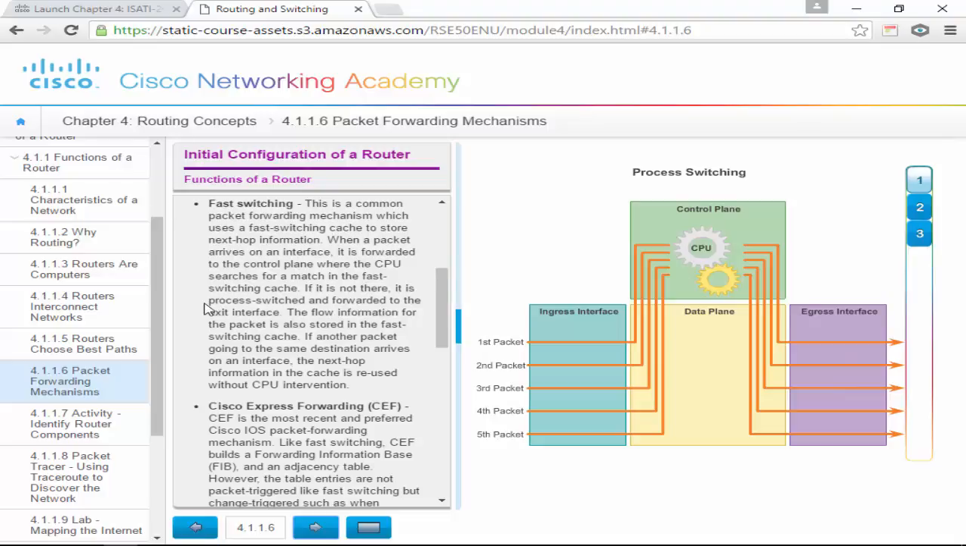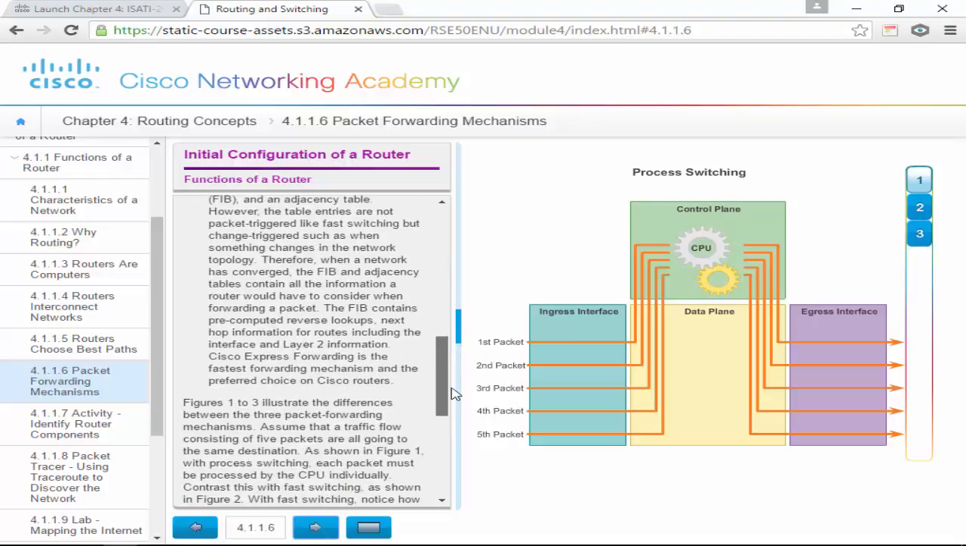So then we upped it. We have fast switching. This is a common packet forwarding mechanism which uses a fast switching cache to store the next hop information. When a packet arrives on an interface, it is forwarded to the control plane where the CPU searches for a match in the fast switching cache. If it's not there, it is process switched and forwarded to the exit interface. The flow information for the packet is also stored in the fast switching cache. If another packet going to the same destination arrives on the interface, the next hop information in the cache is reused without CPU intervention. So once it's routed once, it builds a database of where it's going.